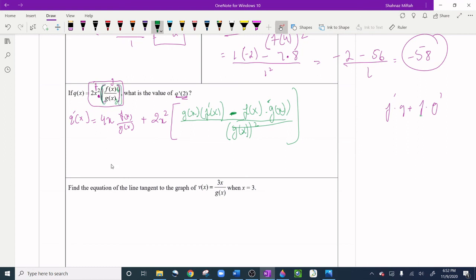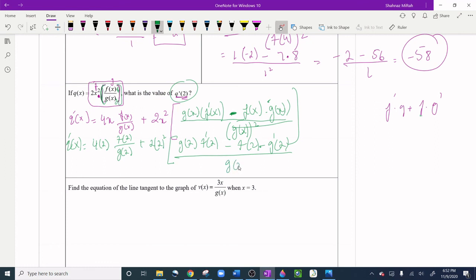Now let's plug in everywhere. Remember, I said when they give you an x value, do not simplify. So I'm not simplifying it. I'm going to plug in this 2 everywhere: 4 times 2 times f of 2 times g of 2, plus 2 squared, then bracket g of 2 times f prime of 2, minus f of 2 times g prime of 2, over g of 2 whole squared. And now let's figure out all of them, and then we are good to go.